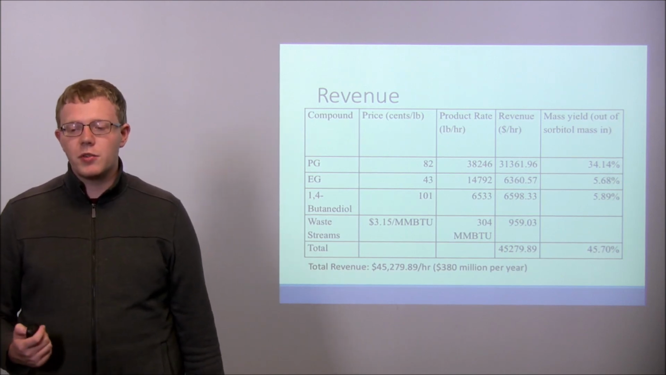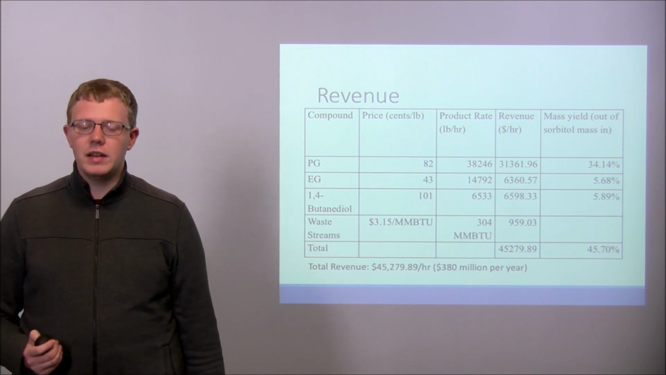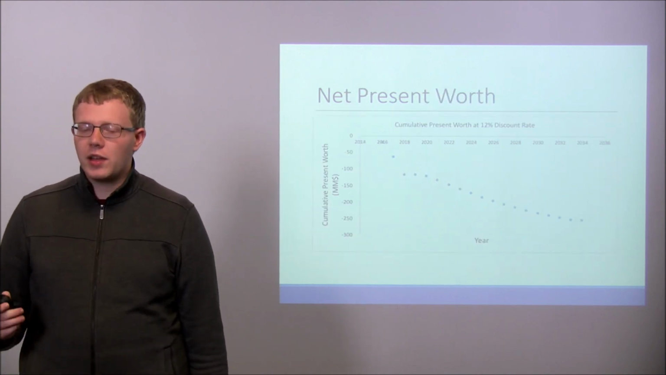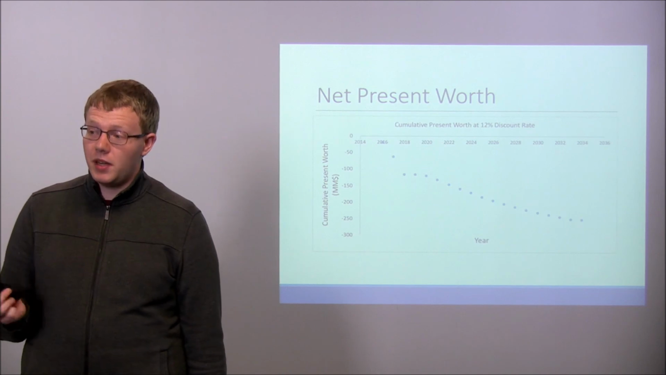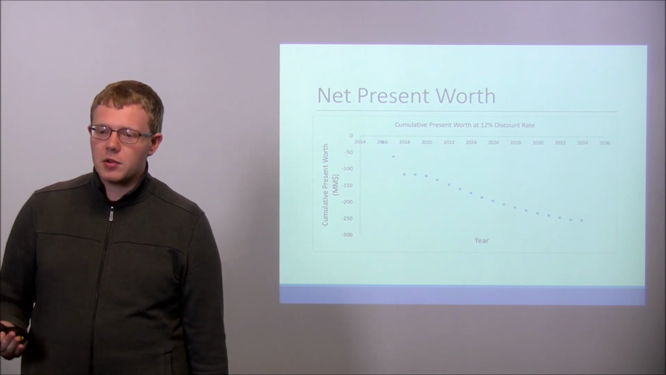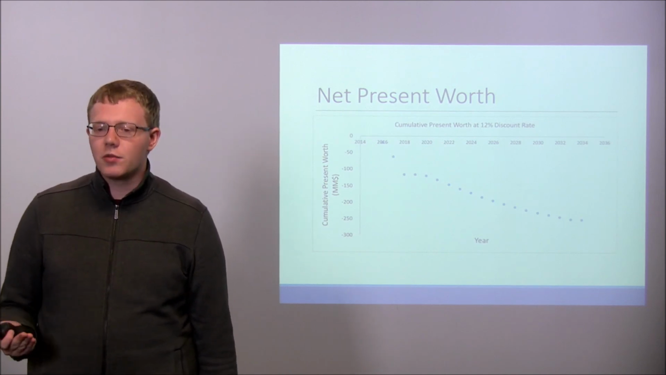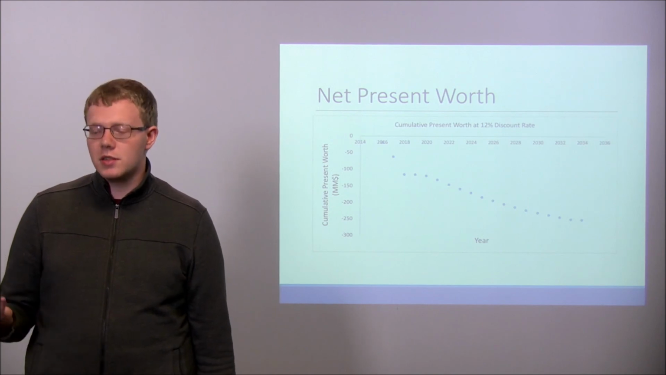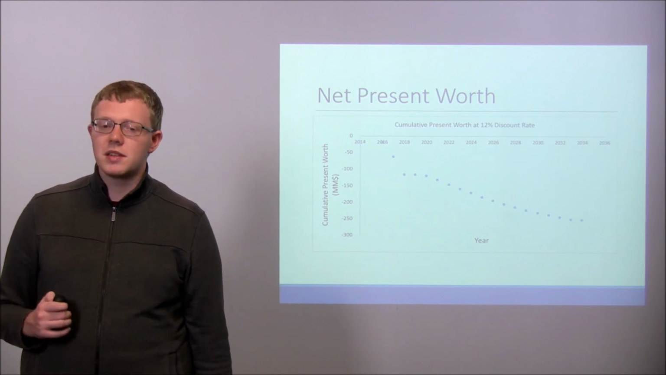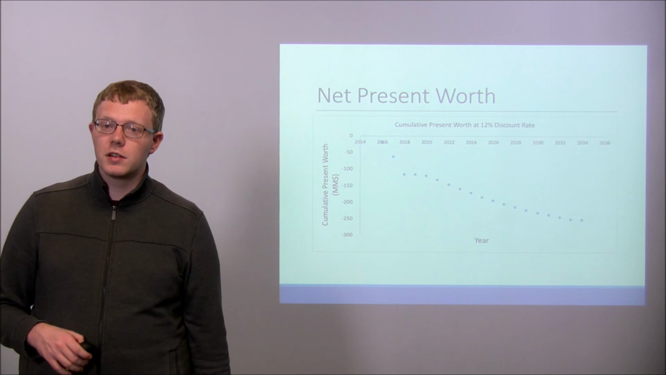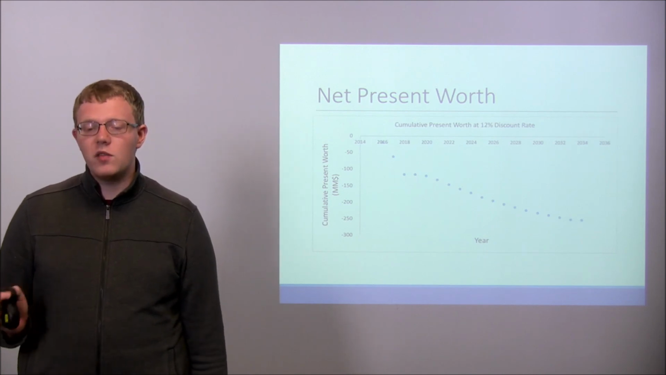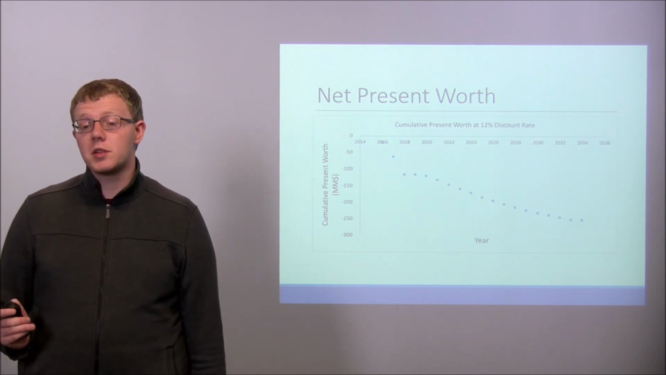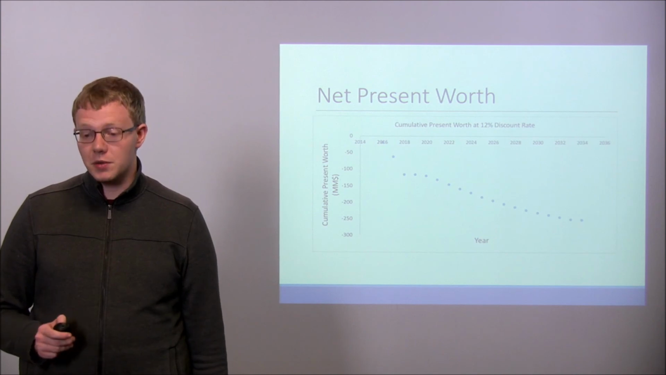And so therefore this plant does not make money. It operates at a loss. Looking at the net present worth of what it would be, over the first 3 years you have the capital cost of constructing the plant, and then as it runs it's losing money, so you see that the net present worth with the 12% discount rate is going down quite severely. And so therefore, even with the 30% price drop of sorbitol, this plant is not worth pursuing.